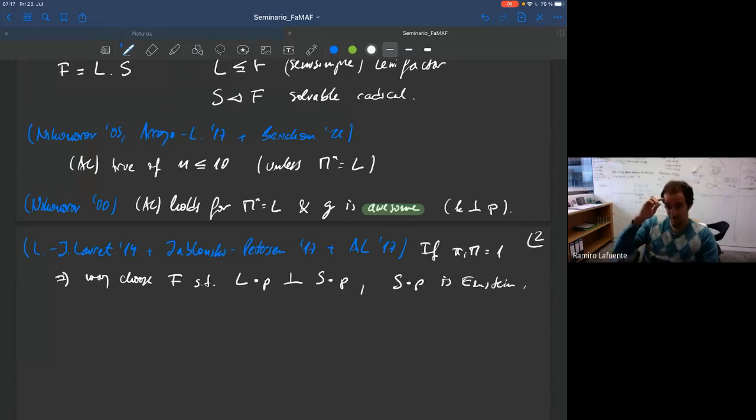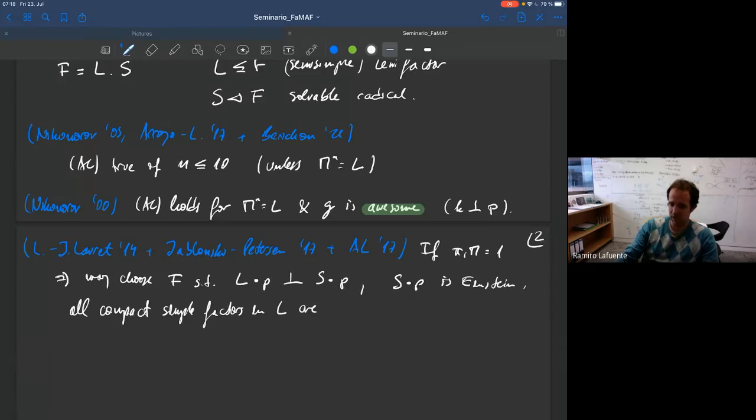And then in the paper of Mike and Peter, the main result is perhaps that all compact simple factors in L are contained in the isotropy subgroup, so you can assume there are no such factors.